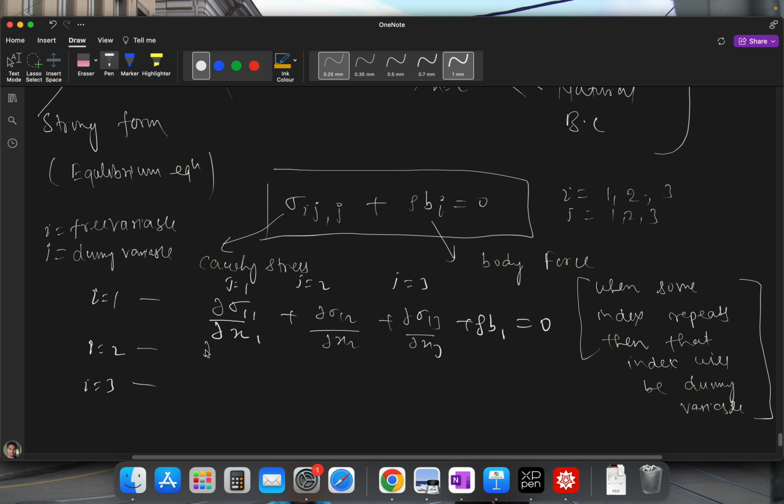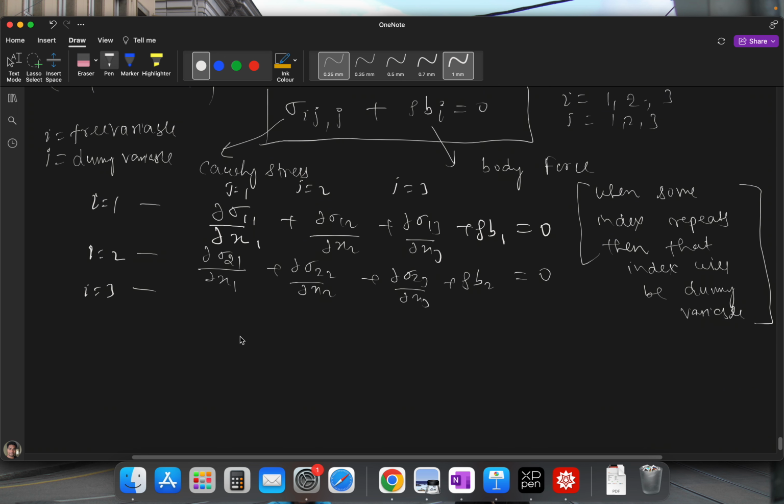Similarly, what will be the other equation? Sigma 2 1, here i has changed, so that will be del sigma 2 1 del x1 plus del sigma 2 2 del x2 plus del sigma 2 3 del x3 plus rho b2 equal to 0.